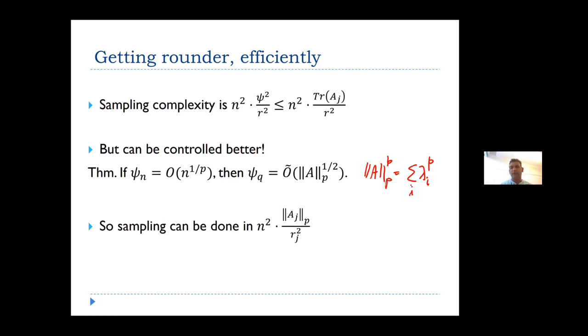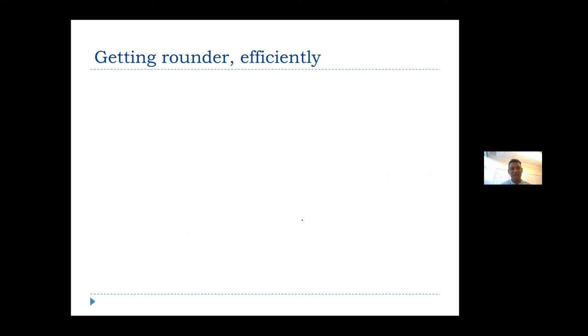Okay, so when p is one, that's the trace. But we're saying that if the KLS constant is better, you get better and better bounds here. So if this is true, since we know that in general the sampling time is n squared times the size squared, we get a bound that grows with this norm rather than with the trace. And this norm will be easier to control as we go along, or we'll have a better bound when we can control it.